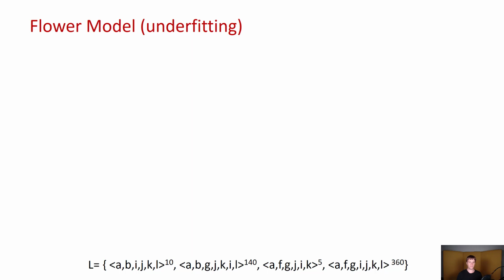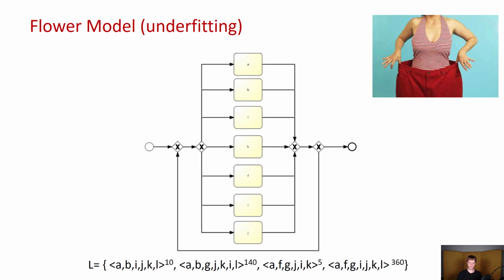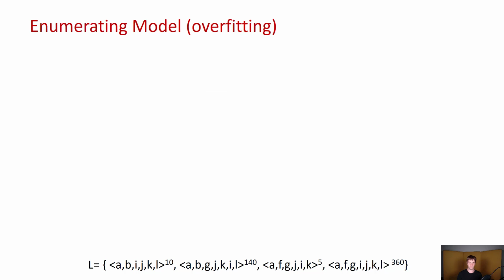First of all, a flower model, and this is going to be an underfitting model. And why is it underfitting? Well, it has all the activities that we have in our example event log below. However, those activities can be repeated multiple times and in any order. It is going to, of course, fit all the traces in our event log, but it's also going to fit a lot more behavior than what we actually want to have in our model.